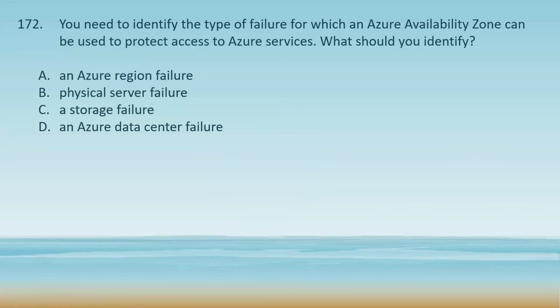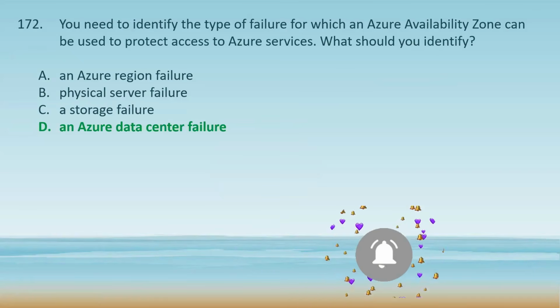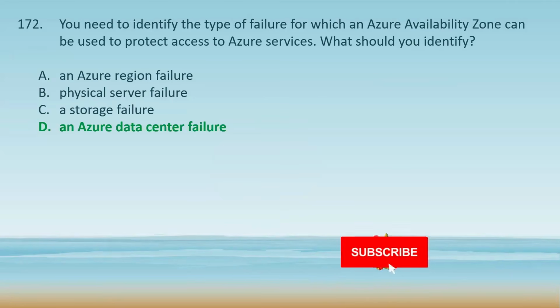Question number 172 of the series. You need to identify the type of failure for which an Azure availability zone can be used to protect access to Azure services. What should you identify? Your options are an Azure region failure, physical server failure, a storage failure, an Azure data center failure. And the correct answer here would be option D, Azure data center failure. Azure availability zones are designed to provide high availability and redundancy within a region, specifically protecting against failure at the data center level, which is what is being talked about in this question.